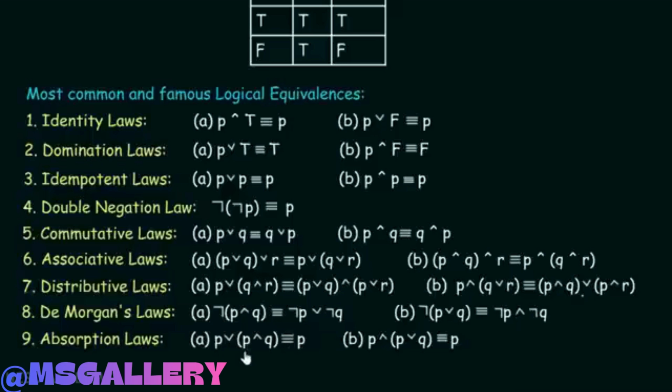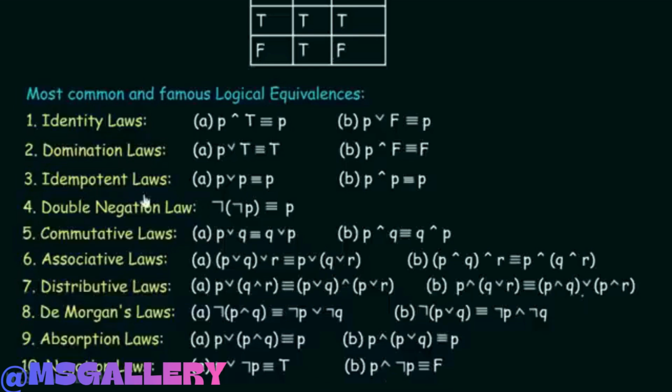that P or (P and Q) is equivalent to P, while P and (P or Q) is equivalent to P as well. Now the last one is negation laws. P or not P is equivalent to true. P and not P is equal to false. Why? We already considered this as an example in the previous lecture, that P or not P is a tautology while P and not P is a contradiction, right?